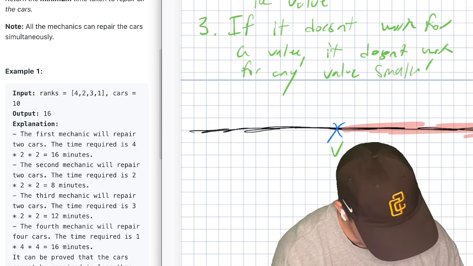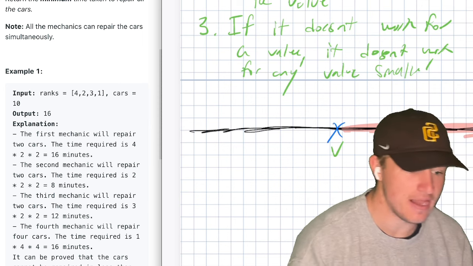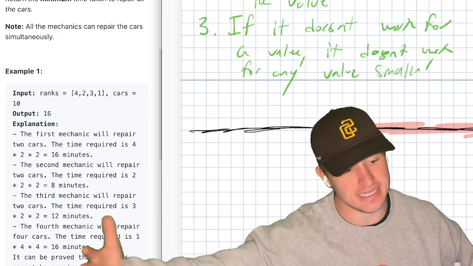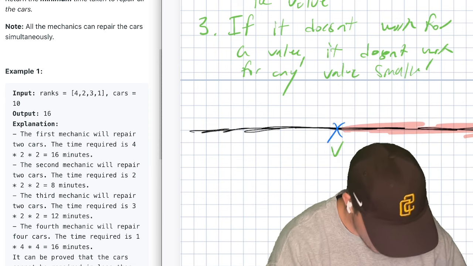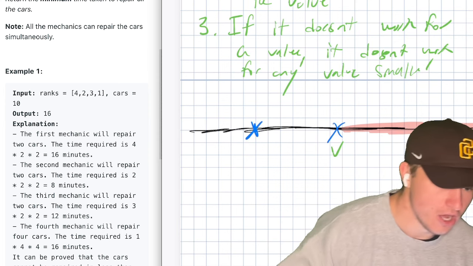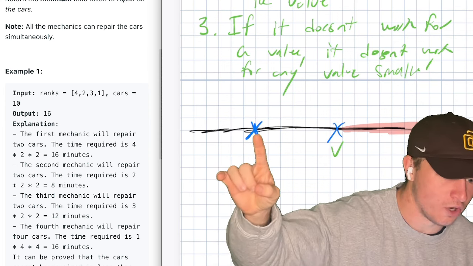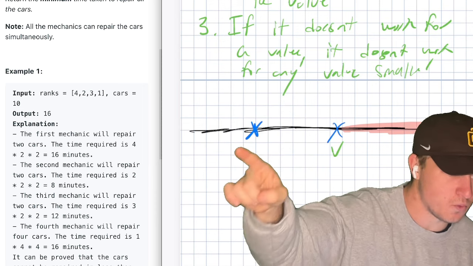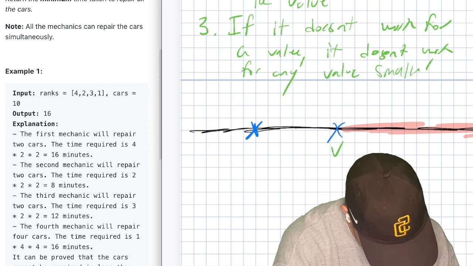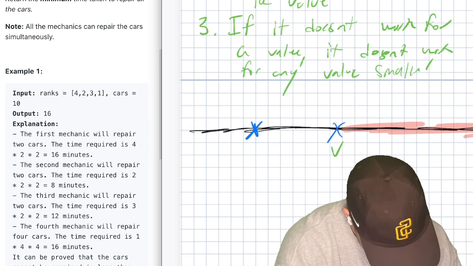Okay? Now, what would be the next best place to do this? Well, I can always divide a certain portion, right? But I don't know if it's going to be the left side or the right side. So I should always split the system in half. So if I check here and I say, okay, this is too little time, it doesn't work here. Well, then that means if it doesn't work here, then it doesn't work anywhere to the left. So I can split this system in half again.